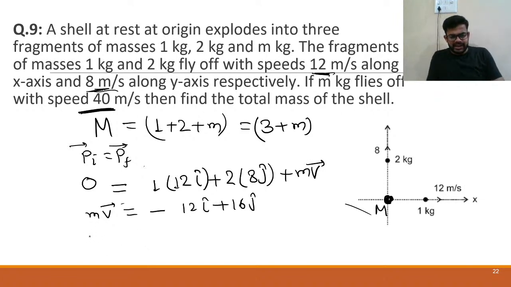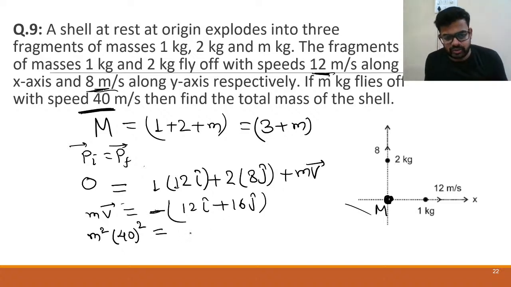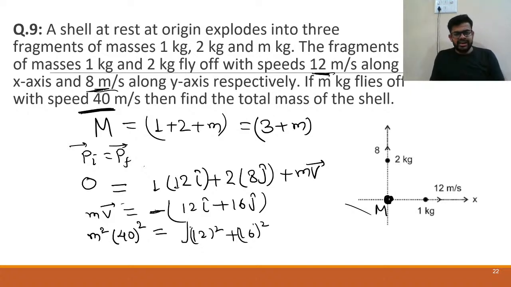Okay. So what we'll get? We'll get m square v square, and the value of v is given as 40, so 40 square, that will be equal to 12 square plus 16 square. Why? You all know one thing, for i cap plus j cap the magnitude is under root of x square plus y square, and I am squaring it. So I will get just 12 square plus 16 square. Let us solve it. m square into 1600 will be equal to 144 plus 256, which means 400.